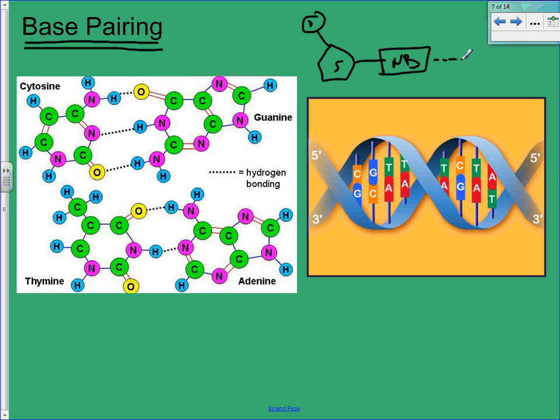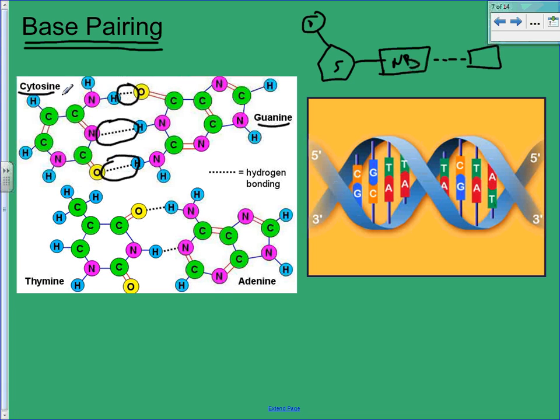So if we look here, cytosine bonds with guanine. And the way that it does that is through these things right here called hydrogen bonds. That should be a review from the biochem unit. We talked about hydrogen bonds. It's kind of a weak bond here that holds this guanine to this cytosine. So cytosine and guanine always bond with each other.